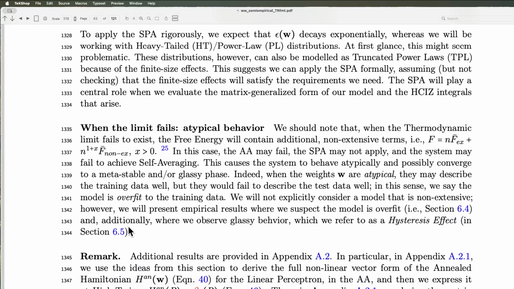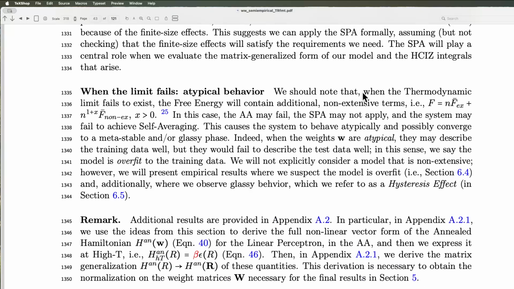So again, here's an example we talked about before. We should note that when the thermodynamic limit fails to exist, the free energy will contain additional non-extensive terms. So F is N plus some term which is not extensive, right? There's some term which depends on N to something. Could be 2, could be 1.5, could be anything. But this is not extensive. In this case, the annealed approximation may fail, the SPA may not apply, and the system may fail to achieve self-averaging. This causes the system to behave atypically and possibly converge to a metastable spin-glassy phase.